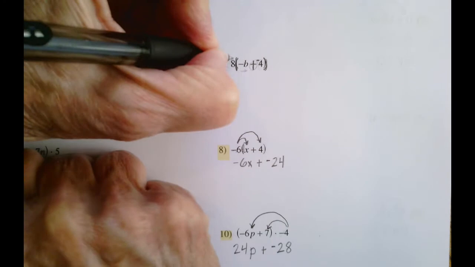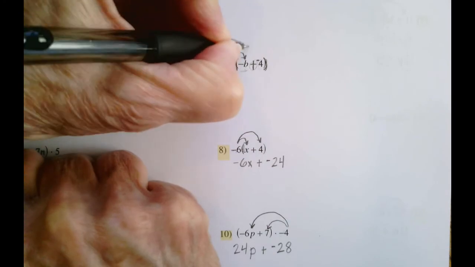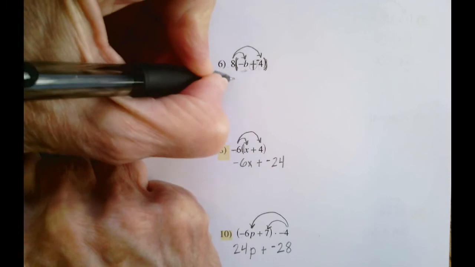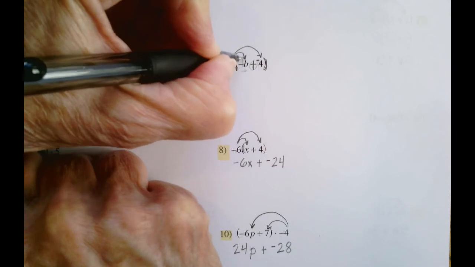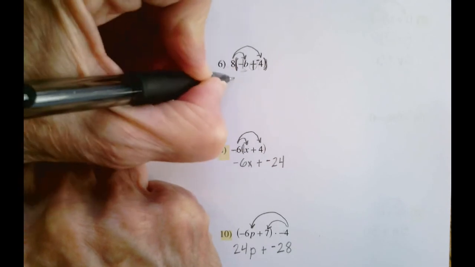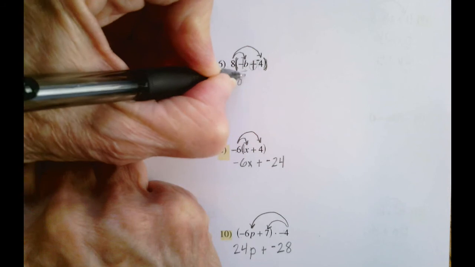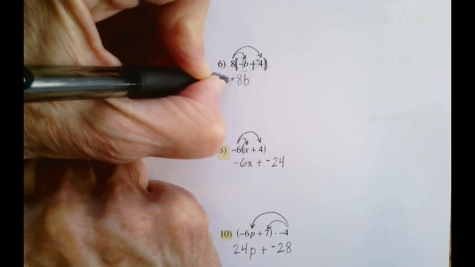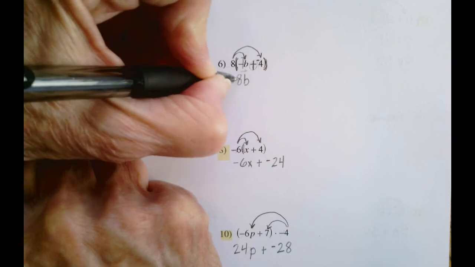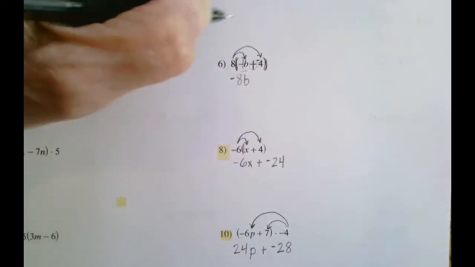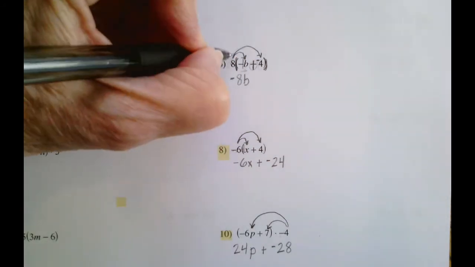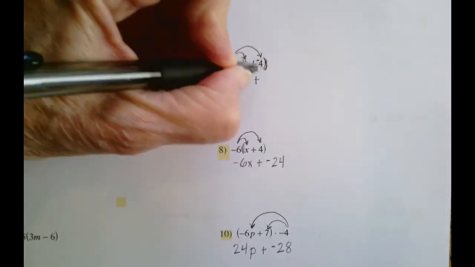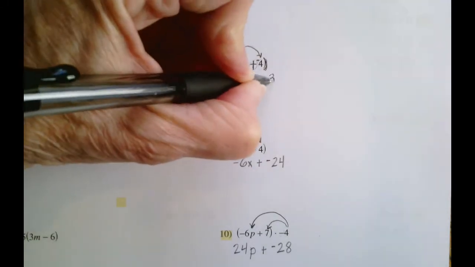Now I go back and I distribute. 8 times negative b, remember there's a little negative 1b there. That's going to be negative 8b because a positive times a negative is a negative, and 8 times 1 is 8, and the b comes along with it, and 8 times a negative 4 is going to be negative 32.